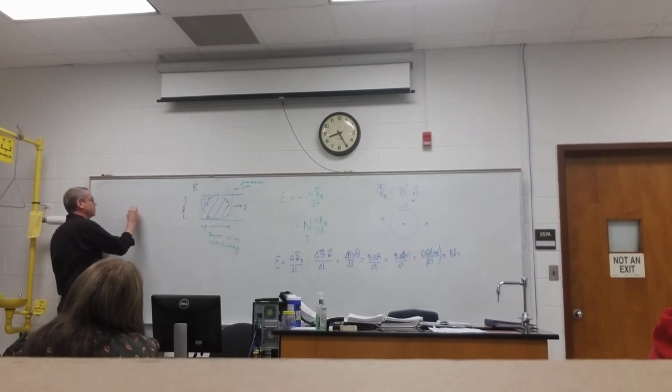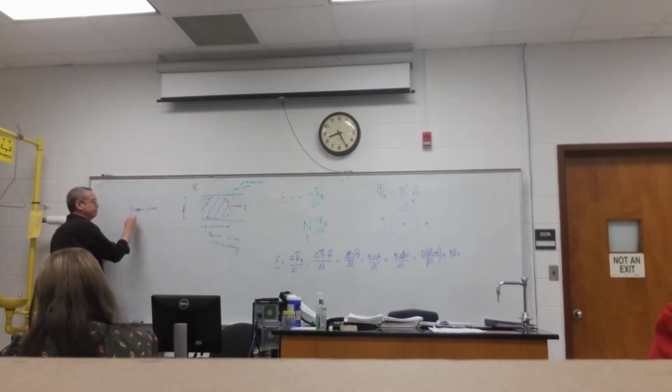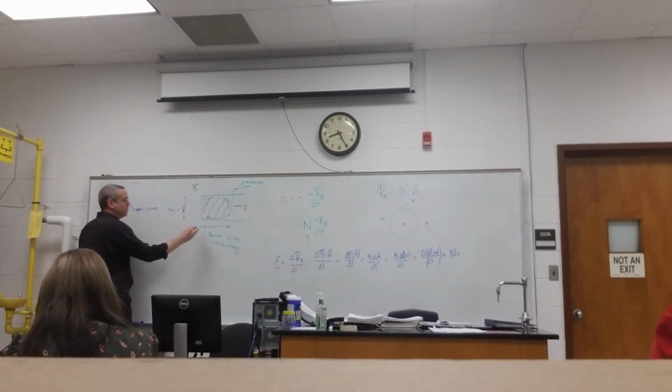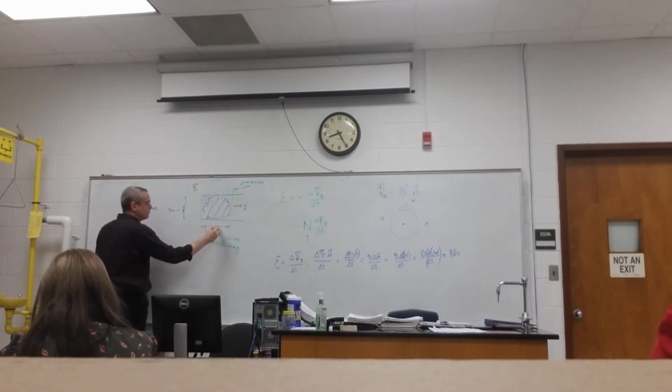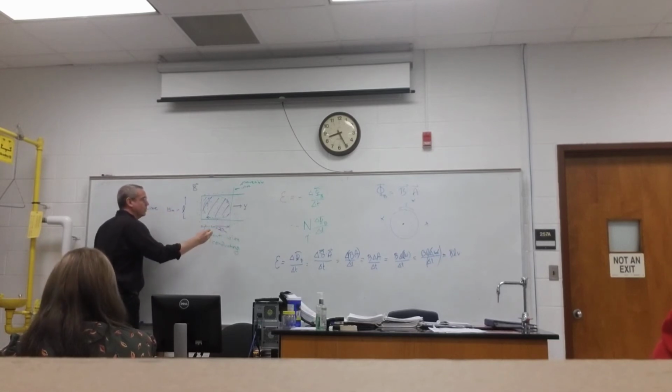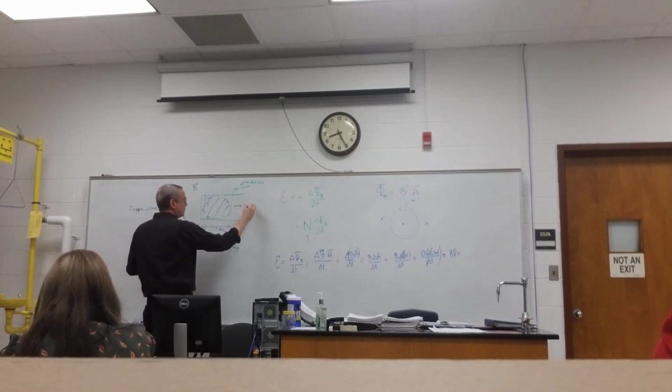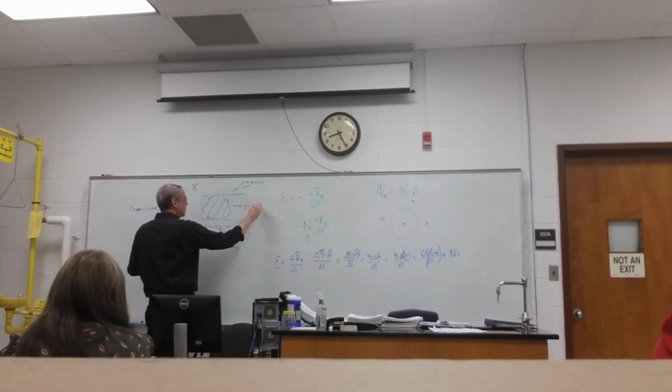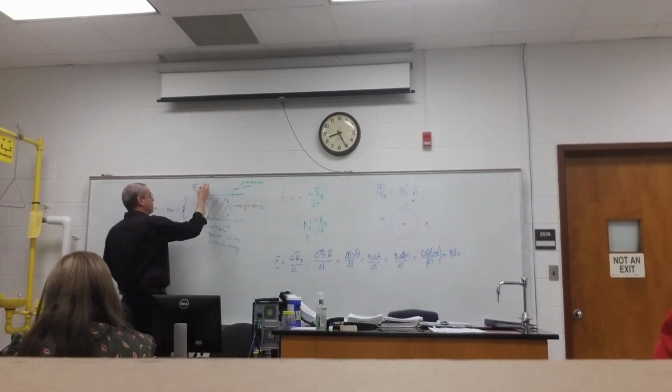So let's say this is copper wire. This is 5 meters. This is, let's make it 15 meters, 20 meters. This is going to move at 10 meters per second. The magnetic field, let's make it huge, 7 Tesla.